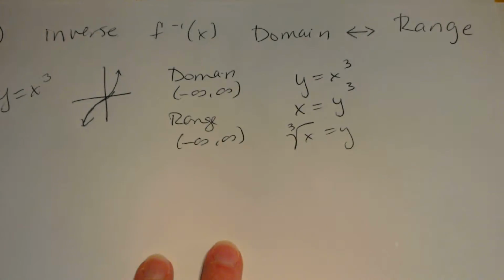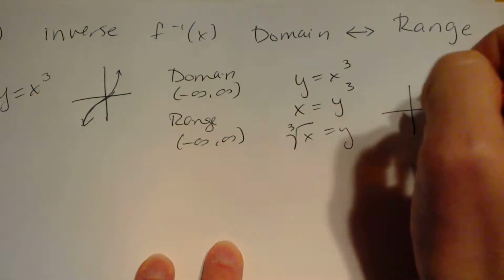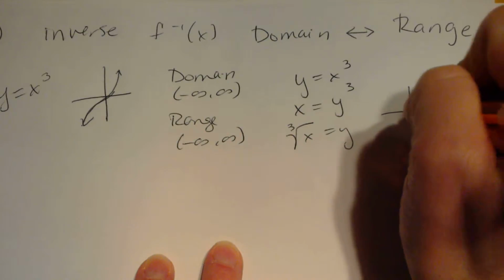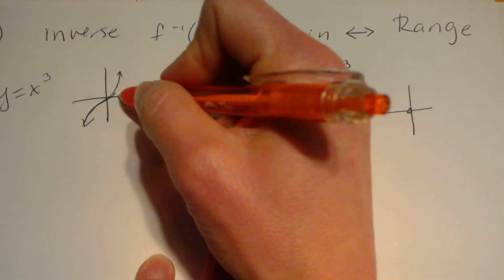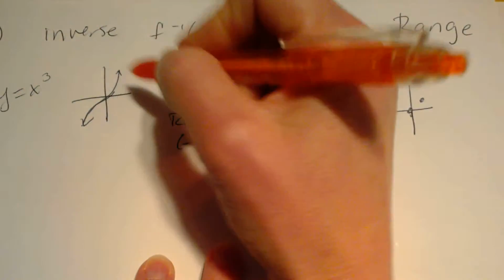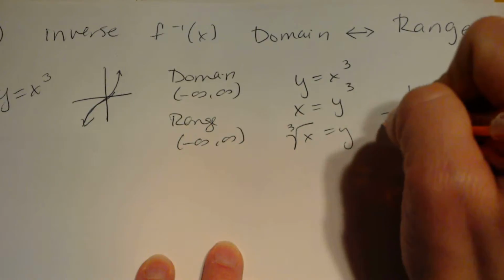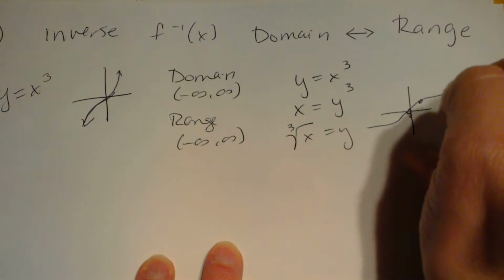Now if I graph this, we just switch our x's and y's. So at this point, here I've got the point (1,1), so I still have the point (1,1). This next point I'd have (2,8), so I'm going to have the point (8,2). So it's actually going to look like this.